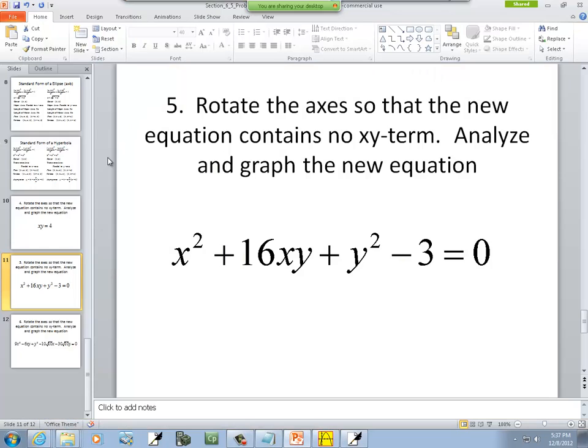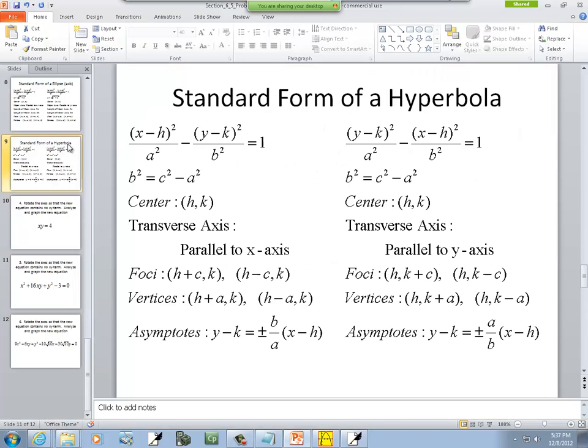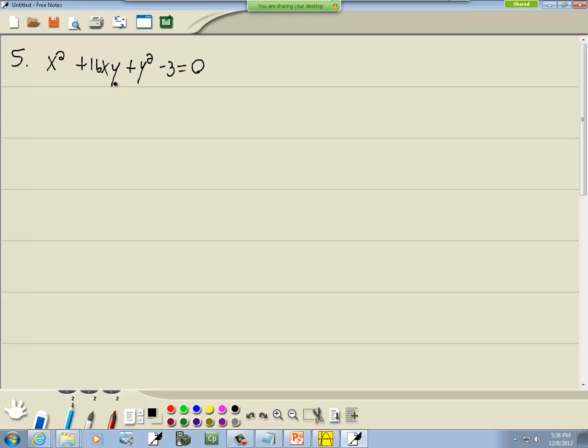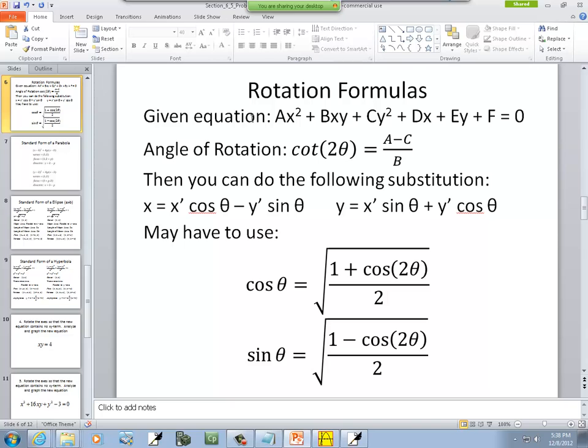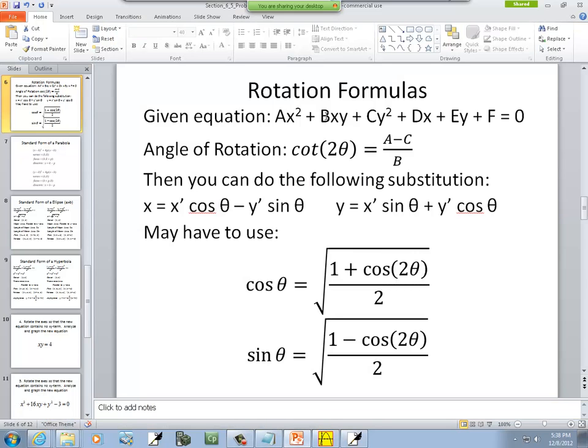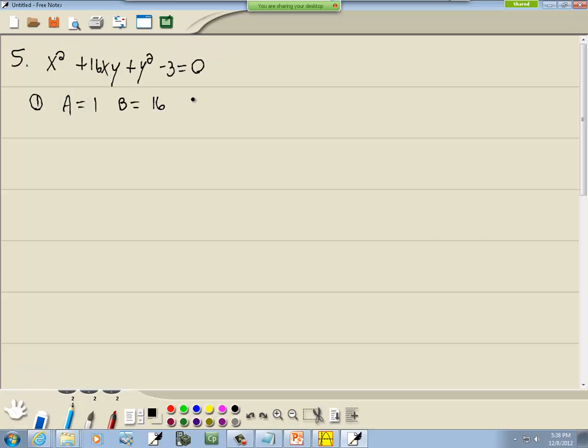Okay, let's go back up to our rotation formulas. First thing we need to do is figure out our angle of rotation. We need A, B, and C for that. Remember, A is what's before x squared. That's right here, which is 1. B is what's before xy, which is right here. And C is what's before our y squared, which is 1.